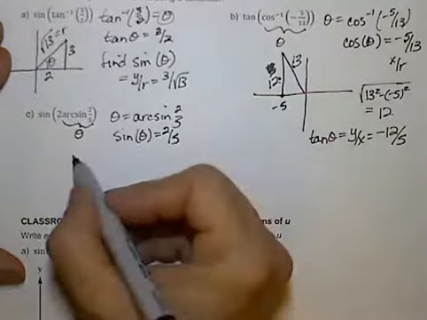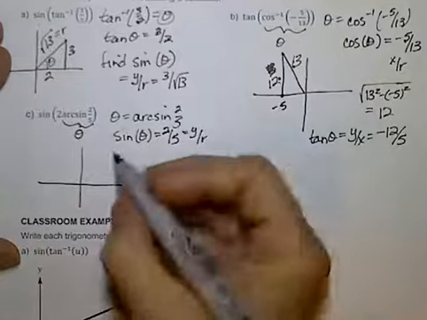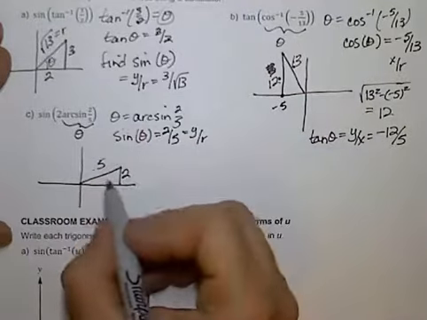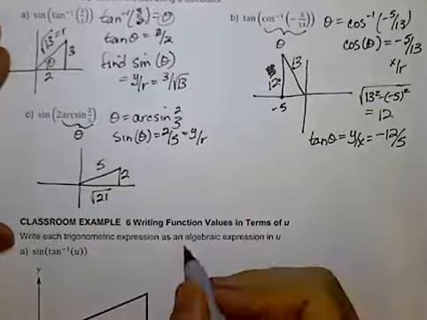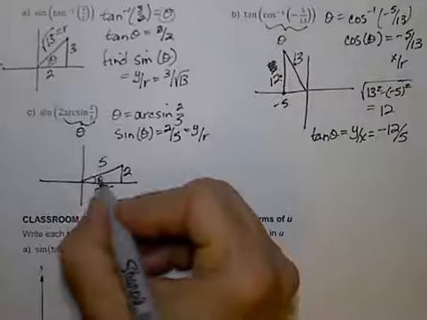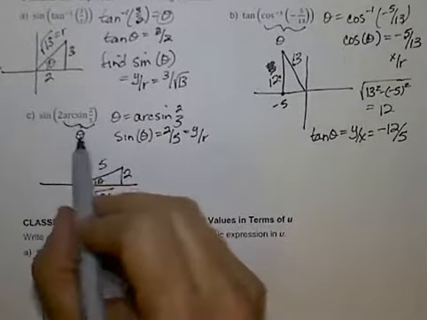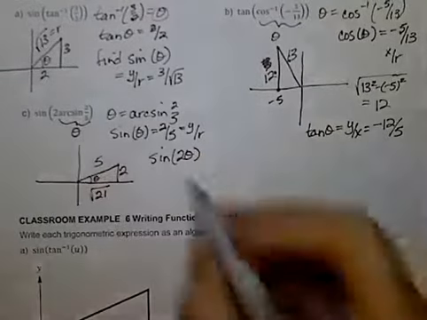I can set up my triangle, so I can make this the y and the r. 2 is the y, my 5 is the r, and then I can figure out the third side of my triangle. That's going to end up being the square root of 21 for the x. So this is my theta right here. Now what I have in here is sine of 2 theta, if I substitute the theta in from my arc sine expression.